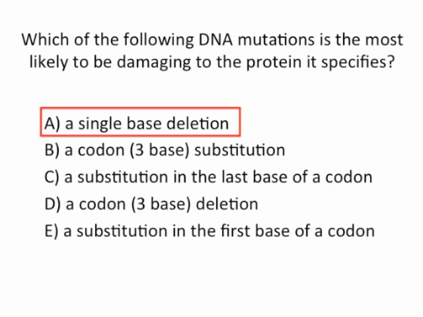The only one here that causes a frame shift, so a change in the reading frame, is a single base deletion. The rest of them mutate at most one amino acid. They either take away one amino acid, change one amino acid, or, with the substitution in the last base of a codon, there could be no change, no effect on the protein, and you might not see it, so it could be silent.